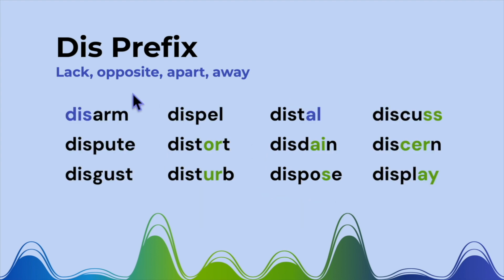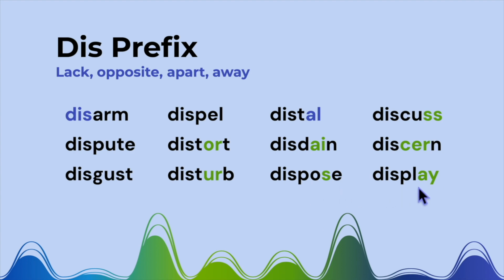Here are more words with the dis prefix. Disarm, dispel. AL at the end of a word usually sounds like ul. Distal, discuss. Remember, any word ending in a double S uses the s sound. Dispute. OR says or. Distort. AI says a. Disdain. This C is followed by an E, so it's going to use its soft sound of S, and the ER says er, discern, disgust. UR says er, disturb. This will use its second sound of Z, dispose.